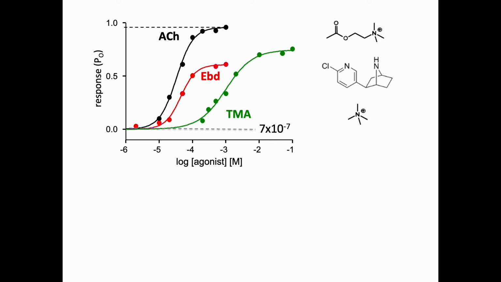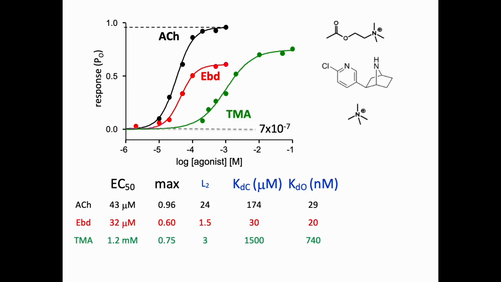And these are now the three dose response curves for these three ligands: the neurotransmitter acetylcholine, the frog toxin epibatidine, and this small little molecule tetramethylammonium. So we fit this to a Hill equation, and we get max and EC50. We know min in advance, so we can calculate everything.